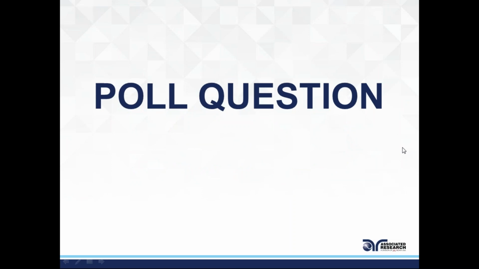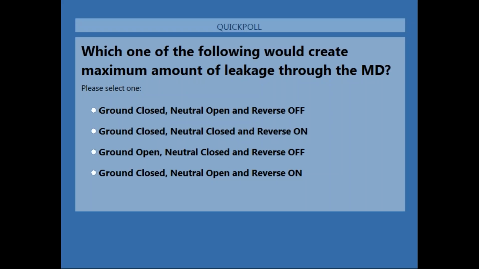I'd like to stop here for a few seconds just to make sure that everyone's paying attention. We have a poll question here where it gives you a few different conditions, and the question is, which of the following will create the maximum amount of leakage current through the measuring device? So I'll have Brittany put up that poll question and give you a few seconds to answer the question.